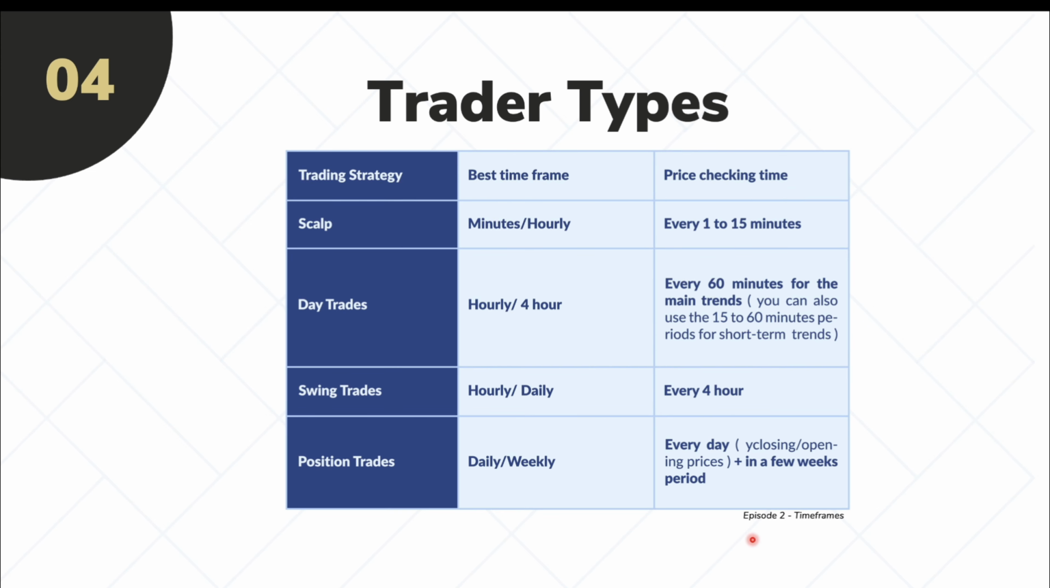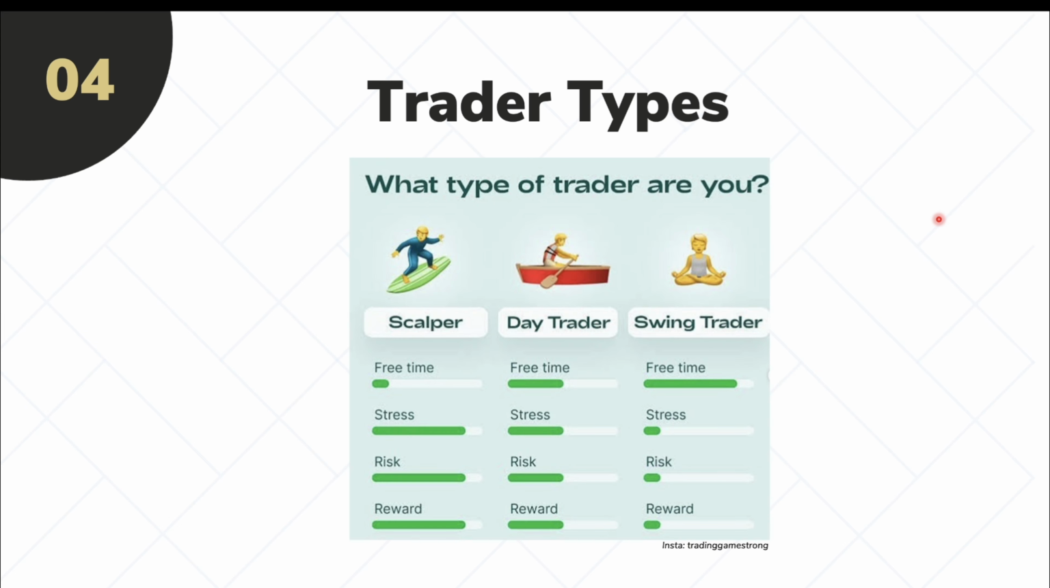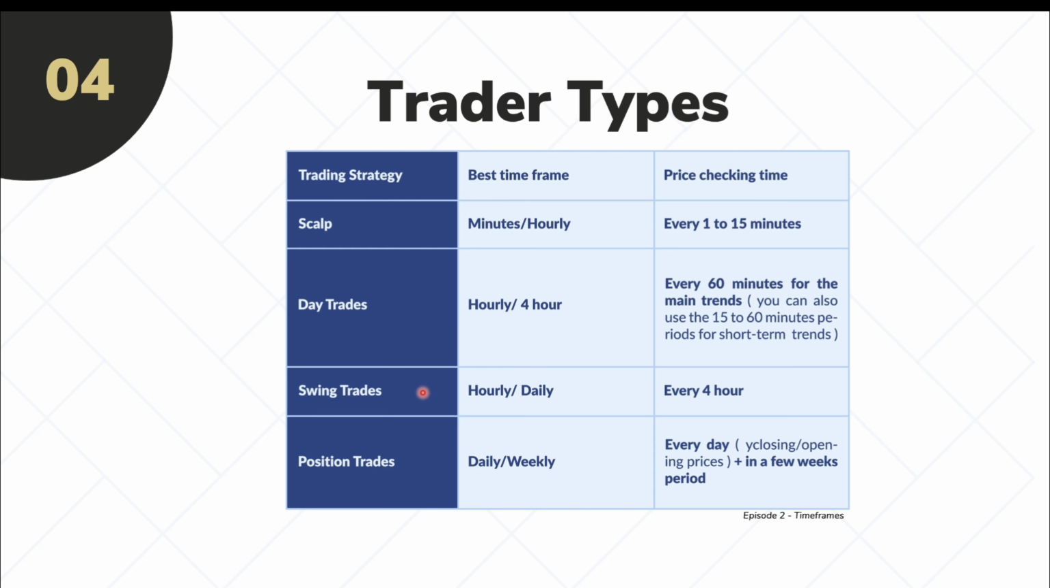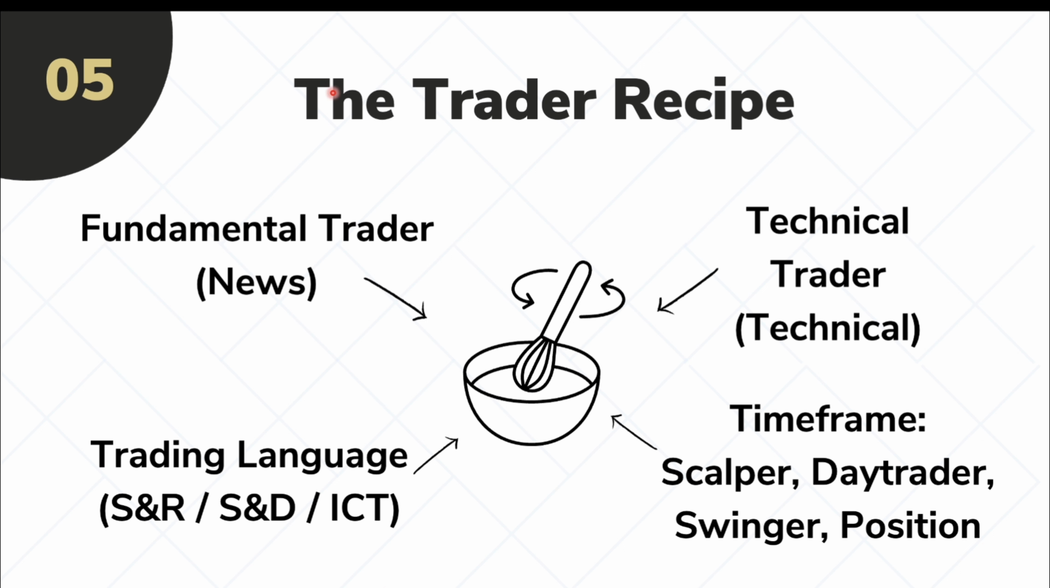You might remember from episode 2 of the bootcamp about time frames, the trader types, and how they combine with the time frame. So a scalper is on a minutes, an hourly time frame. They check the price every 1 to 15 minutes. They check it a lot, no free time, lots of stress. Day traders are on the hourly and 4 hour. They check the price every 60 minutes or so. Swing traders are trading the hourly and daily, and they check charts around every 4 hours. And position traders are on the daily and weekly time frame, and they check their position daily or sometimes in a few days. So now you know the whole trader recipe.